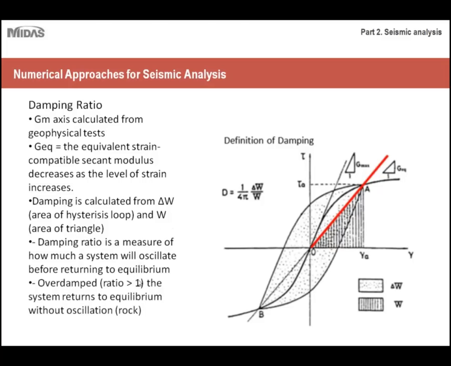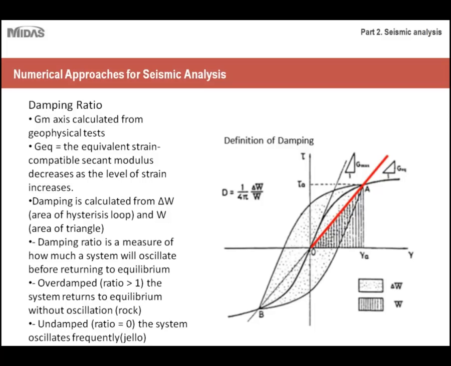When the damping ratio is over 1, the system returns to equilibrium without oscillation. Just imagine a very solid rock being subjected to seismic loading. Once that earthquake is done, that rock will just be still. There won't be any vibrations within the system itself. Whereas if you have a system that's underdamped, so a ratio that's 0 or very near 0, the system oscillates very frequently.